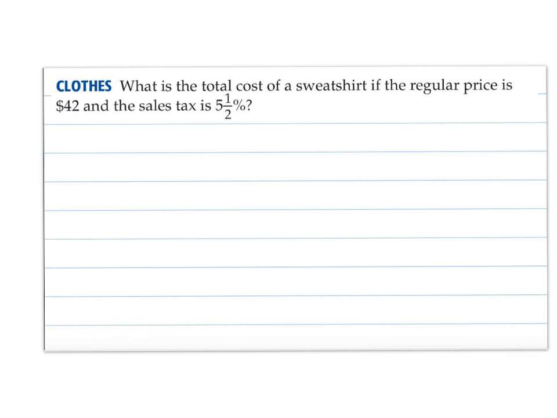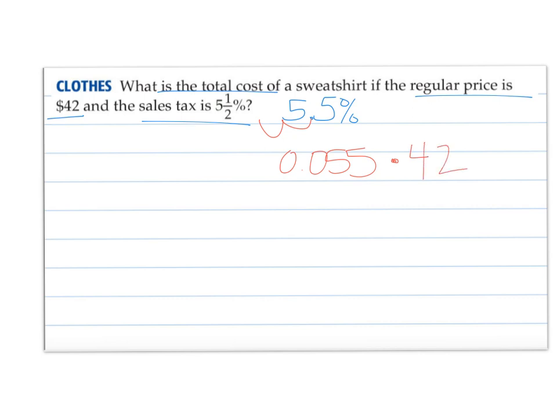So let's try a couple here. Clothes. We're being asked to find what is the total cost of a sweatshirt if the regular price is $42 and the sales tax is 5.5%. First thing I'm going to want to do is make sure that I know 5.5 is the same as written like this, 5.5%. If I were to choose to change that to a decimal, 2 places to the left, that's the same as 0.055. I'm going to do the percent way and then add second. So I'm finding the sales tax of a $42 item, and I find that together is $2.31.